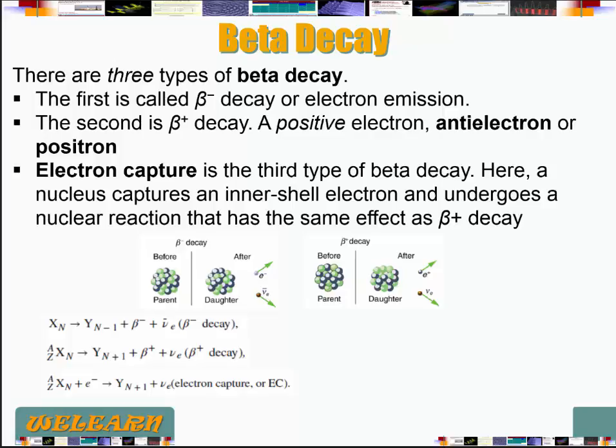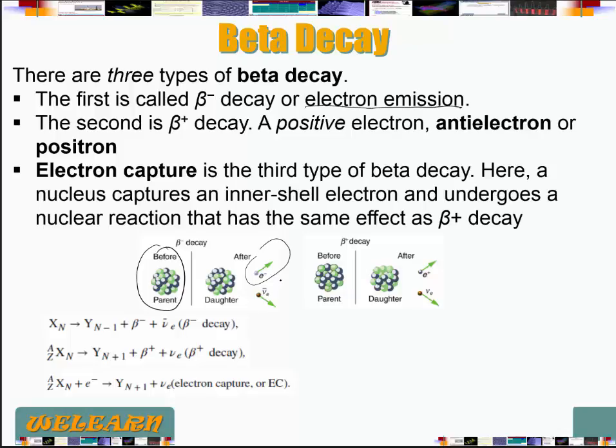Beta decay is a little bit more tricky. There are three types of beta decay. The most common is what we call the beta minus decay or electron emission. In this particular decay, we start with a parent, as always, but then we get a daughter and an electron that's going to be emitted. That's why we call it electron emission.